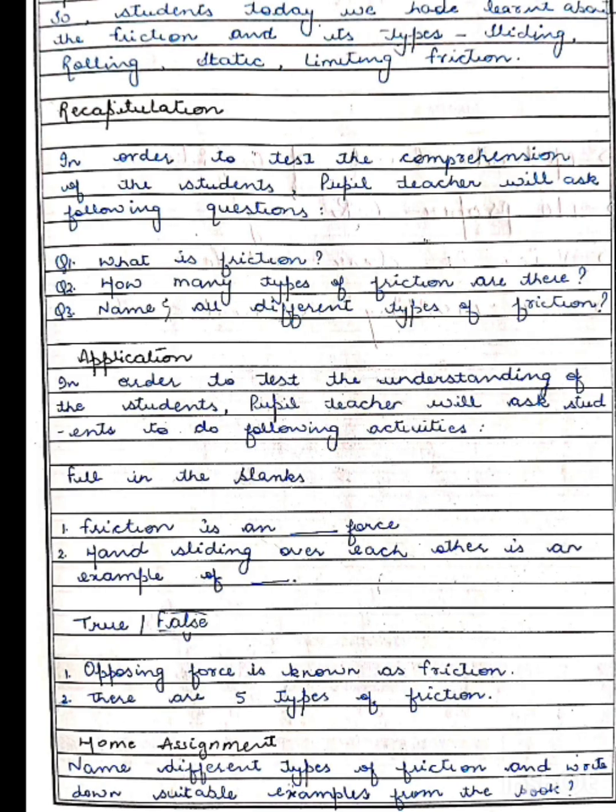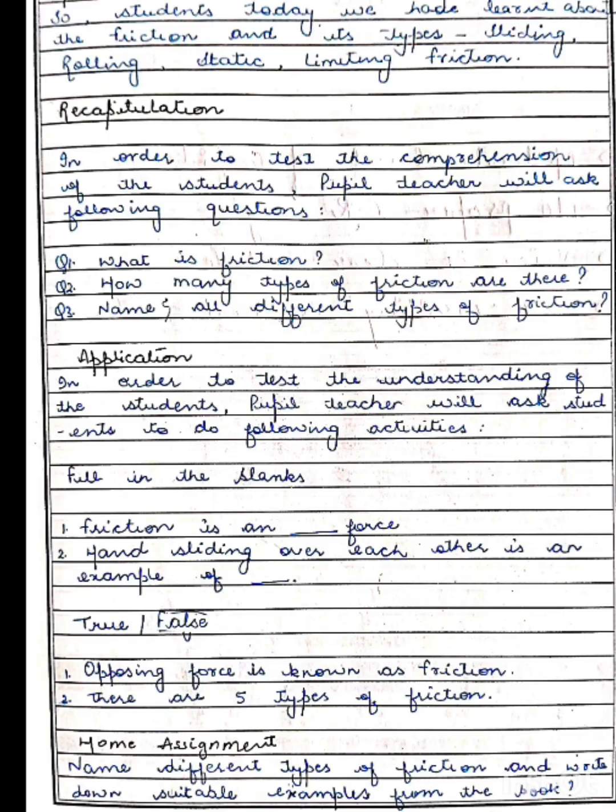The last one is the application part. I always say that many students only write fill in the blanks and true or false. Try something new, try something different. You can write match the columns or something else, arrange in sequence or something like that. Do it differently. You can also write assertion and reasoning questions.